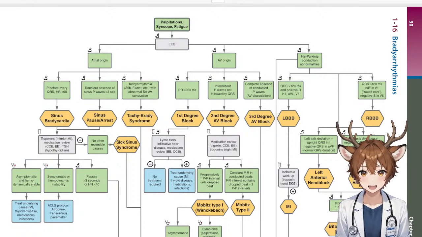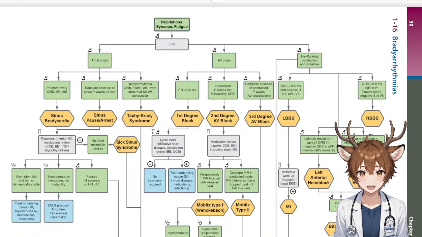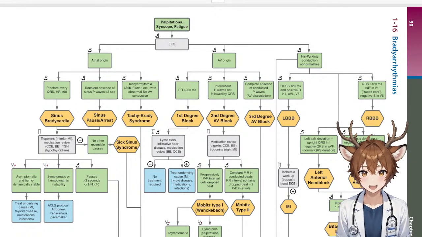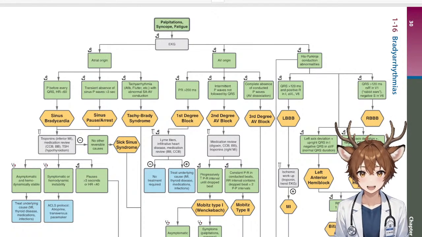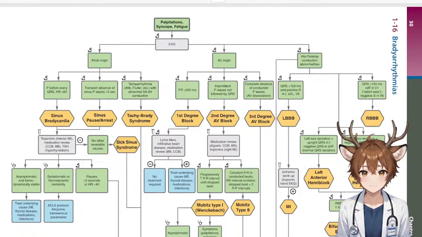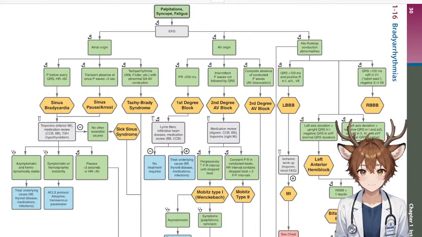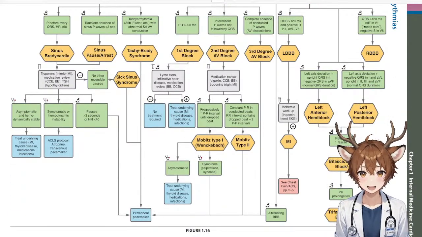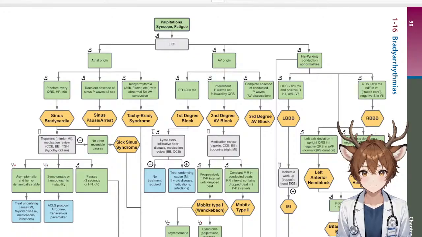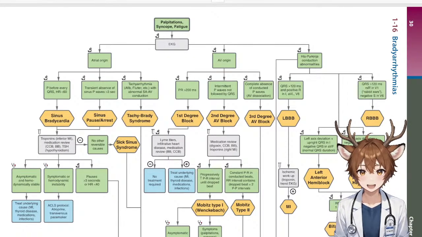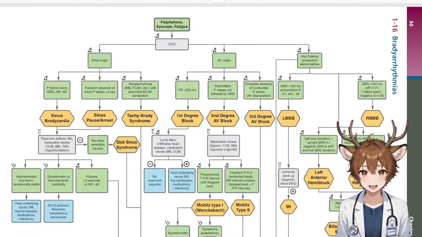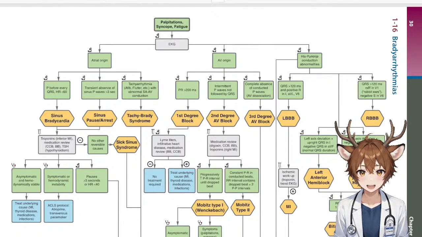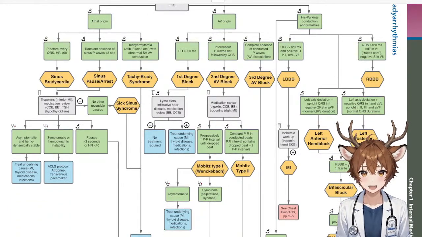If we're thinking, for example, symptomatic or hemodynamic instability, in which case ACLS protocol, atropine, transvenous pacemaker, or we're thinking pauses greater than 3 seconds or heart rate less than 40, in which case you do a permanent pacemaker. Let's say, for example, we said troponins, inferior MI, medications review, and so forth, and we say no other reversible causes, in which case we have sick sinus syndrome, in which case permanent pacemaker.